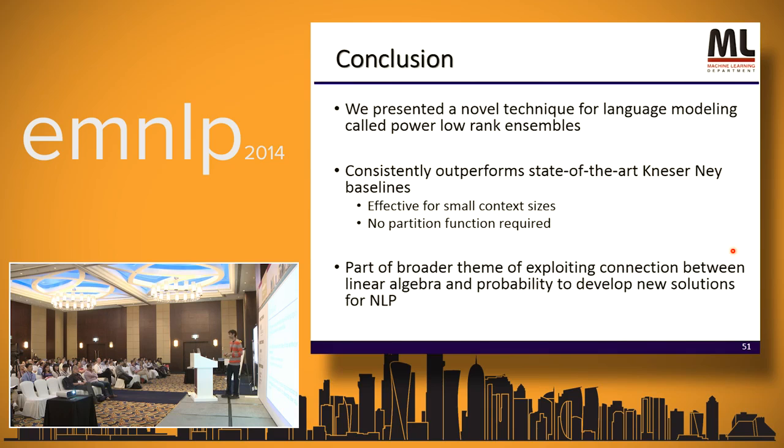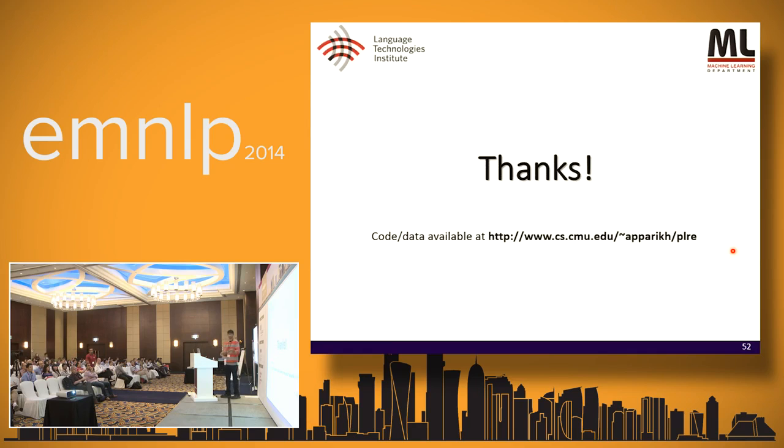So in conclusion, we presented a novel technique for language modeling called power low rank ensembles. It can consistently outperform KN baselines, and it's effective for small context sizes and fast at test time. And it's part of a broader theme of works exploiting the connection between linear algebra and probability for new solutions in NLP. My co-author has another talk later today that has a different but similar theme. And thanks a lot, and the code is available online.